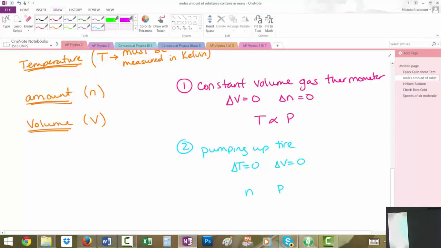As the number of moles or the amount of the gas goes up, what's going to happen to the pressure? Does that make sense? It's not like you would add air to your tire and it gets lower. That doesn't make any sense at all. So that's going to be a direct relationship as well.